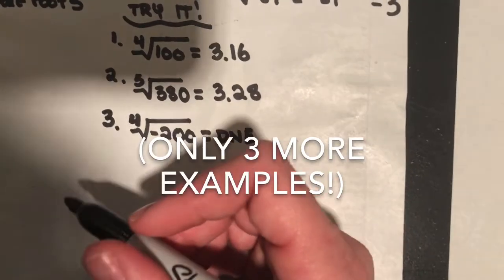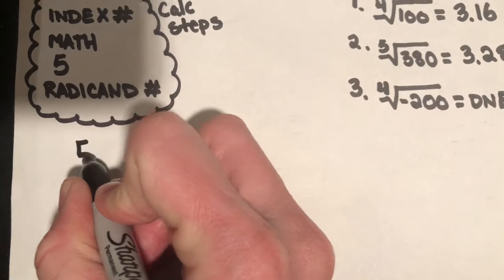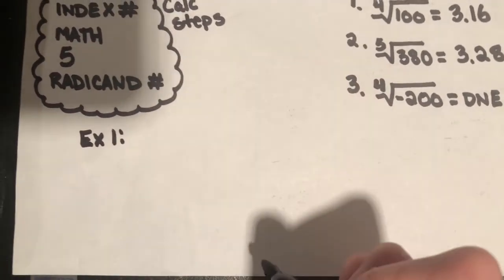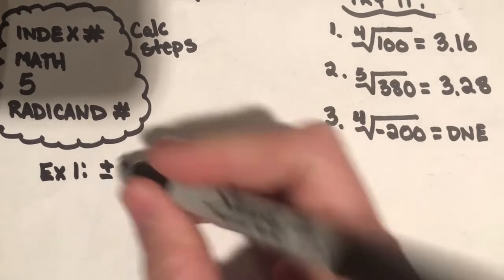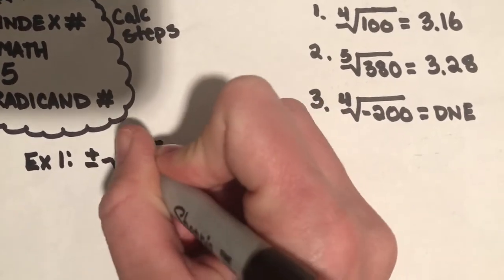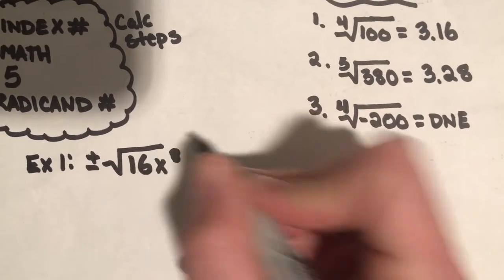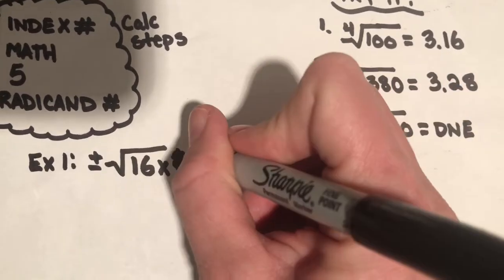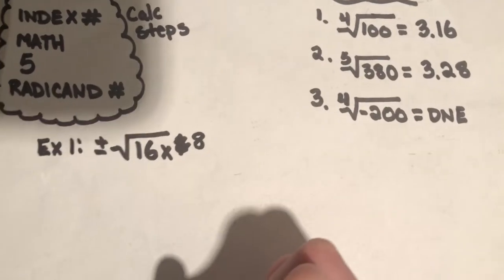So we have 4 more examples that I'd like to go through, just to make sure we have this pretty well cemented in our brains. Example 1. Let's try to find both square roots of the square root of 16 x to the 8th. That is an 8 right there. That's not very well drawn. I will redraw that. X to the 8th. Sorry about that.